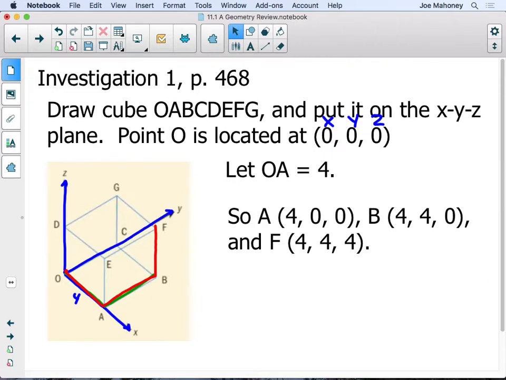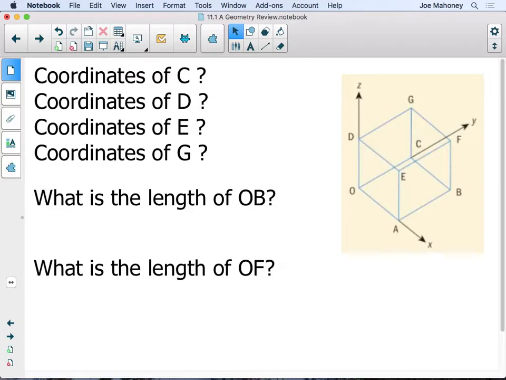So take a moment and see if you can find some other coordinates. If you want to stop the video here, you can, and then pick up on it a little bit. That would be great.